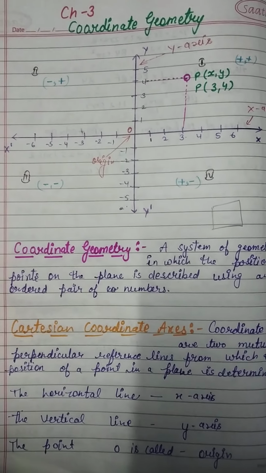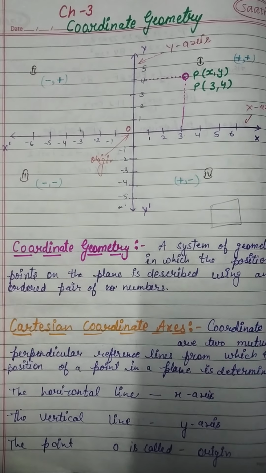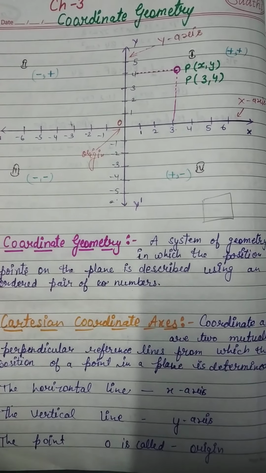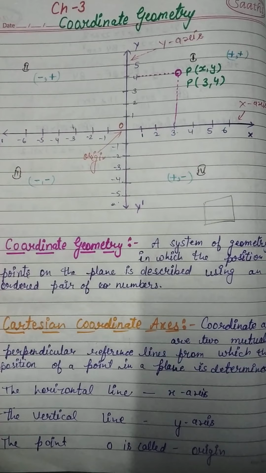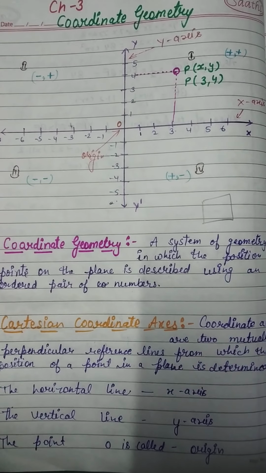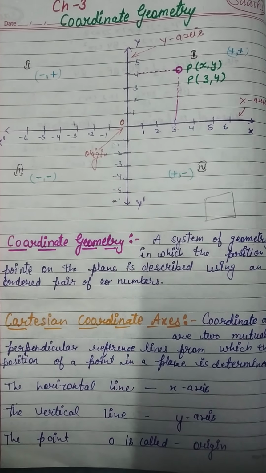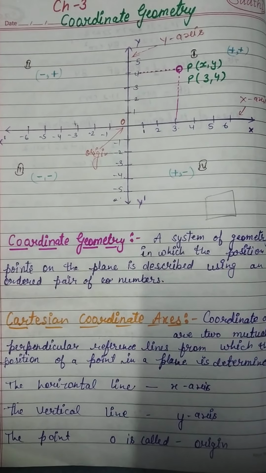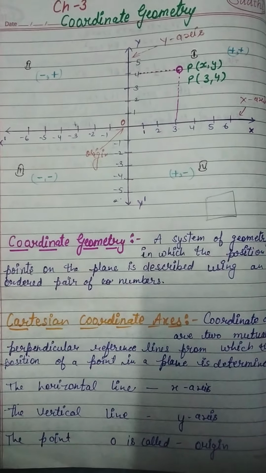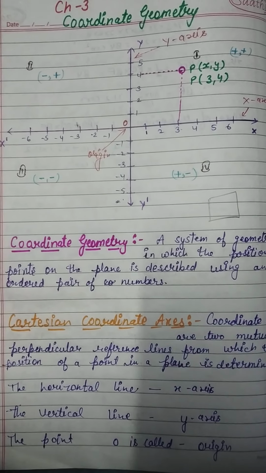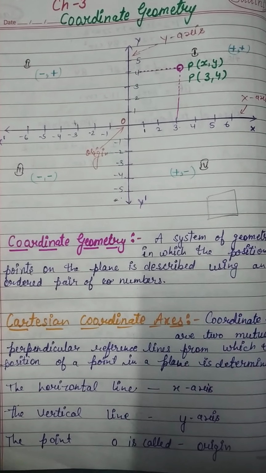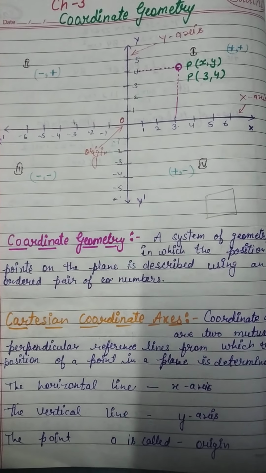Good morning, ninth class. Today we will start chapter 3, coordinate geometry. First of all, coordinate geometry: a system of geometry in which the position of a point on the plane is described using an ordered pair of numbers. That means if we describe the position of an object with respect to another object, we use coordinate geometry.